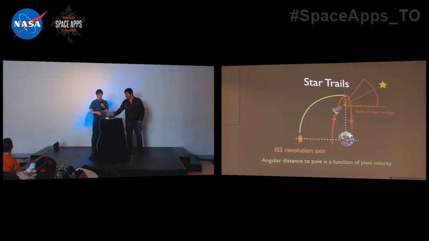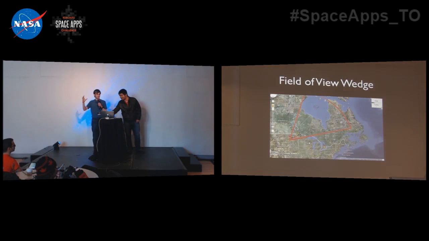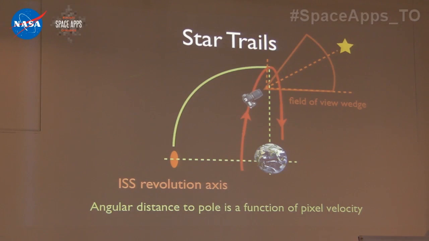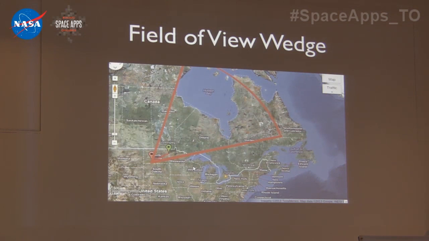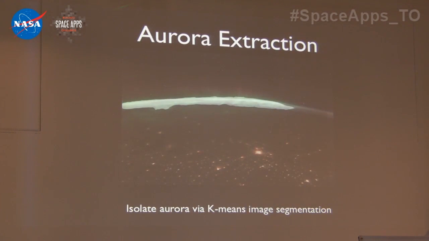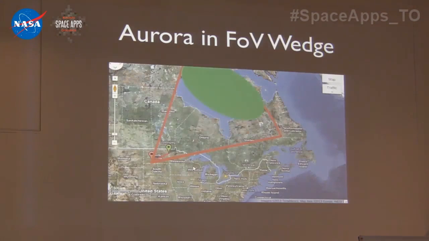So from that, we can basically triangulate backwards to figure out where the virtual north pole is. That gives us the position that our image is looking at, and then from that we can pull out where the field of view is on the Earth, and then by extracting the aurora, we can reposition the aurora back over top of the field of view on the Earth.